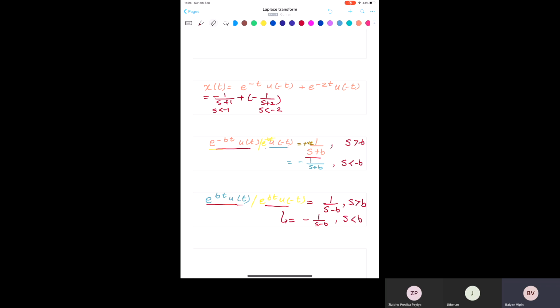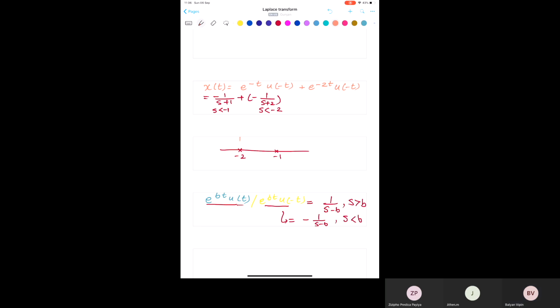Now you have to draw the region of convergence line. So this is minus 2, this is minus 1. One of them says that the region of convergence is this, s less than minus 2. Another one says the region of convergence is this, including minus 2. So what will be the common region of convergence for them?